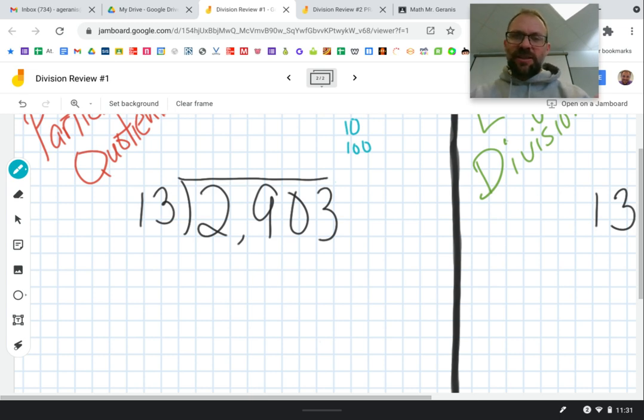In fact, let's do that. Let's start with 100 13s. 100 groups of 13. Let's see, what would that be? That'd be the 13 with two zeros, 1,300. Now, we compare. Is this amount, 1,300, close to 2,903? Yeah, it kind of is, but not really. Let's use a different group.